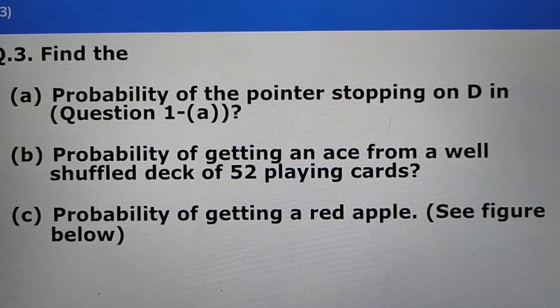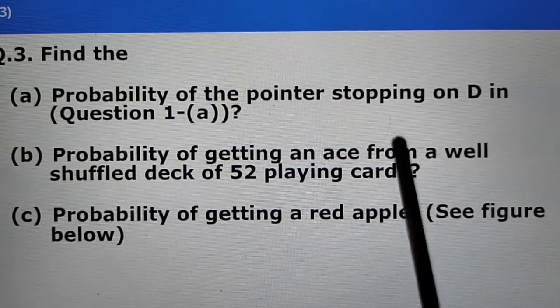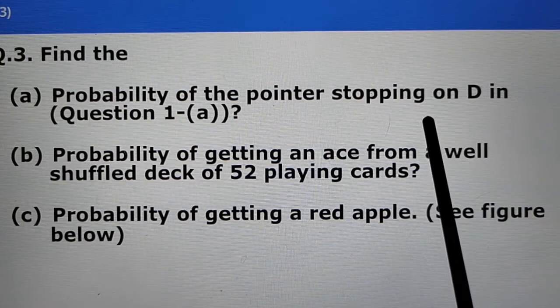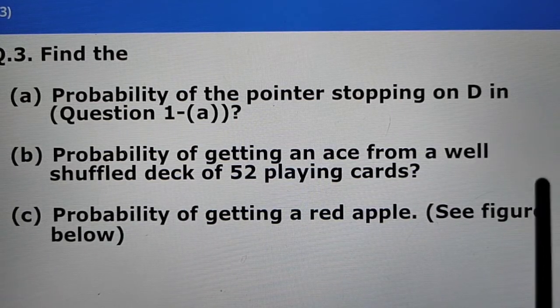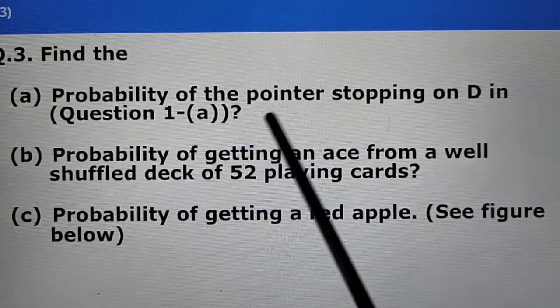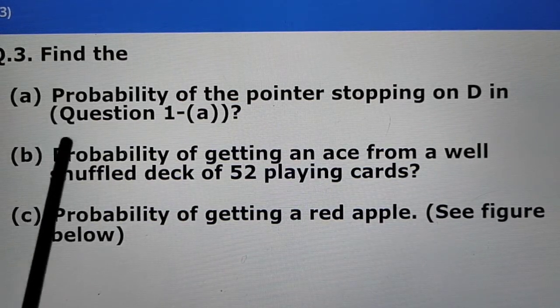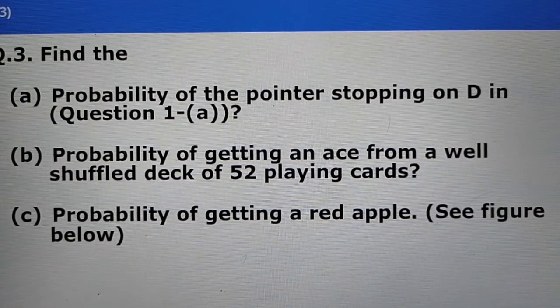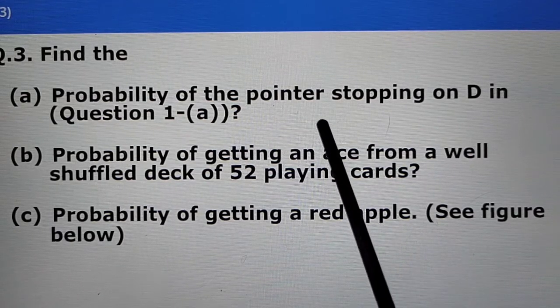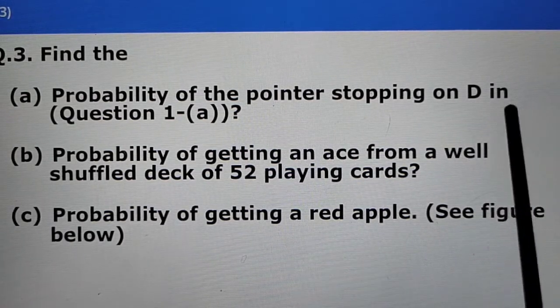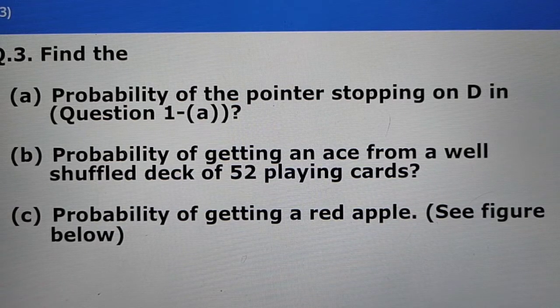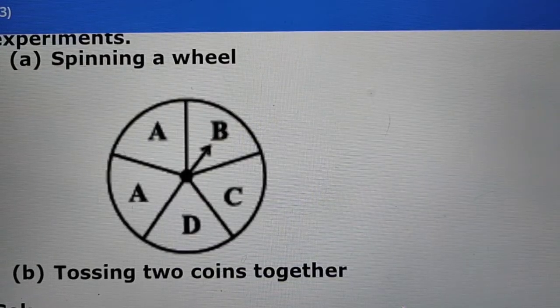Now students, let us read the third question, that is the probability of the pointer stopping on D. So in question 1A, the first question is related to the spinning wheel. In that question, what is the probability of getting a D? Let us see the picture of the spinning wheel one more time. Only then can we find out what is the chance to get D when we spin a wheel. So this is our first question.